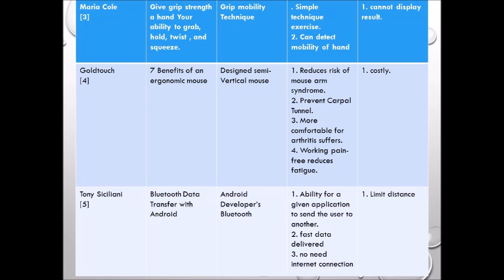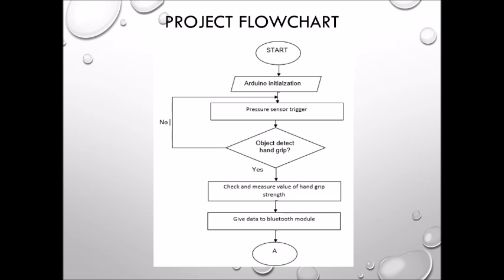The methodology, firstly, project flowchart. Our project starts from a pressure sensor that is triggered, and when the object detects hand grip, it detects pressure. Then it will check and measure the value of hand grip strength and give the data to Bluetooth. But if the sensor cannot detect any pressure, the process will loop until the yes condition.